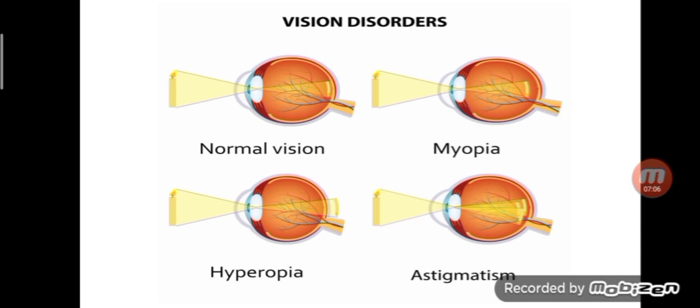So here you can compare the vision disorders. You can see the normal vision in the first picture and the image is formed on the retina. In the second picture it is a myopic eye and the image is formed in front of the retina. In the third picture you can see the image is formed behind the retina.